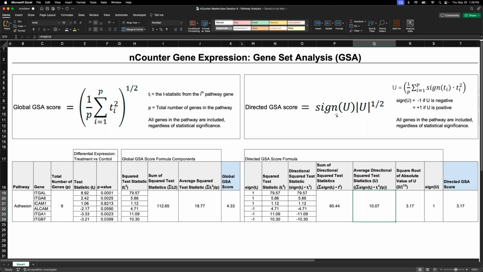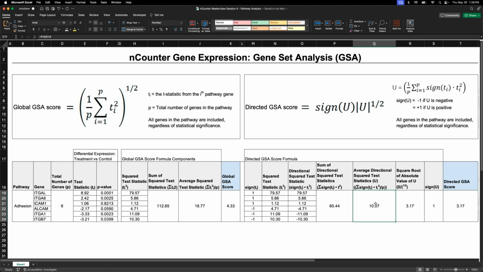If we want to finish off this equation here, we have the value of U, it's 10.07. So there's 2 things we need to do. We need to figure out the sign of U, in other words, is 10.07 positive or is it negative? So that's easy to figure out. And then here, what we're basically taking is the absolute value of U and then taking the square root. So let's do those 2 things.